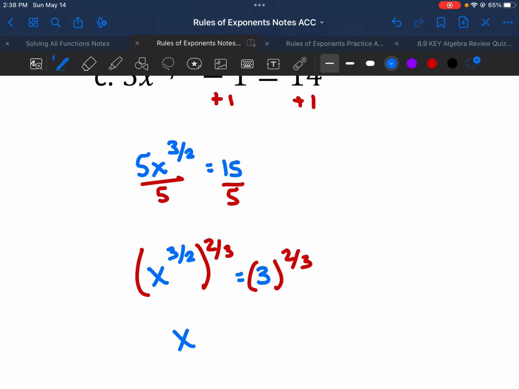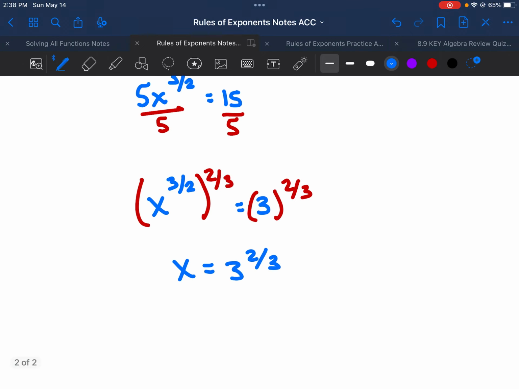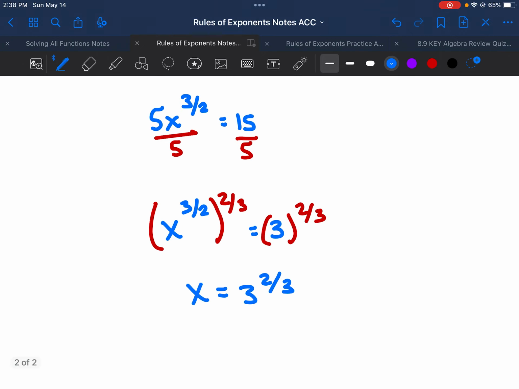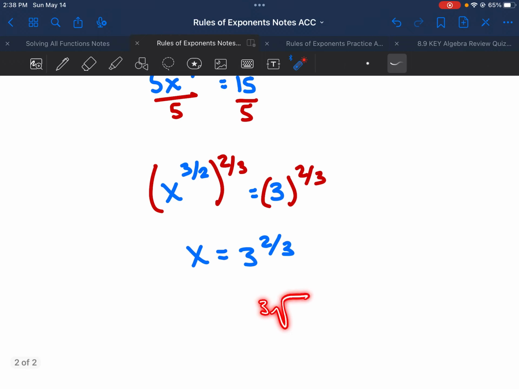So that leaves the left side as just an x, which is what I wanted. The right side, however, is just going to be 3 to the 2/3 power. Okay, and 3 to the 2/3 power, not really anything that we can do with that. You could rewrite it as the cube root of 3 squared, which is the cube root of 9 if you wanted to, but you can't really evaluate that, it's going to be some kind of decimal. So this is perfectly fine to leave your answer like this.